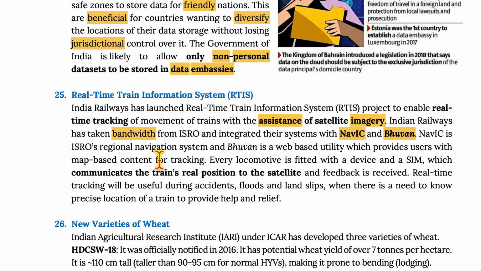NavIC is ISRO's regional navigation system, and Bhuvan is a web based utility which provides users with map based content for tracking. Every locomotive is fitted with a device and a SIM, which communicates the train's real position to satellite and feedback is received. Real time tracking will be useful during accidents, floods, landslips, when there is a need to know the precise location of a train to provide help and relief.